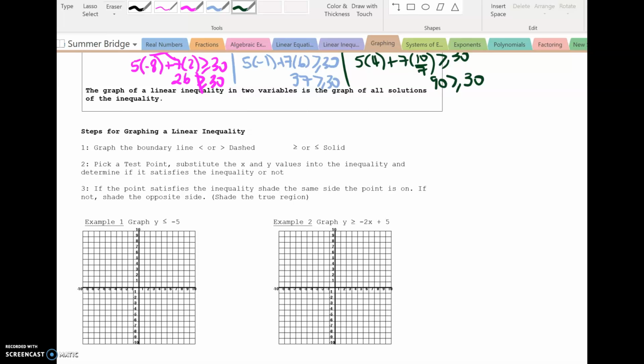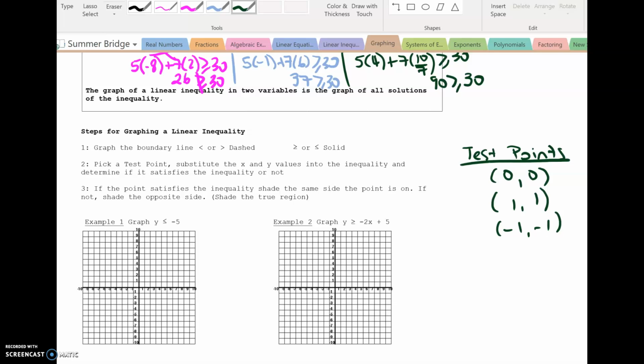You always want to pick some really easy test points. Some good test points are (0, 0), (1, 1), (-1, -1), and so on and so forth. Easy numbers for you to calculate.